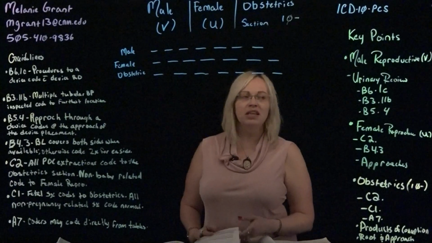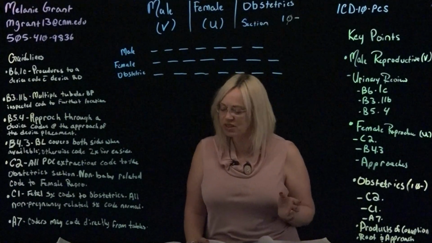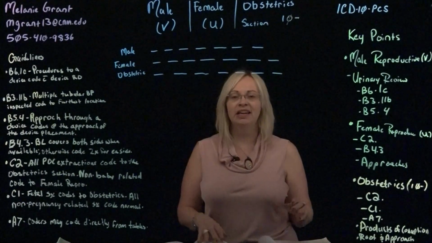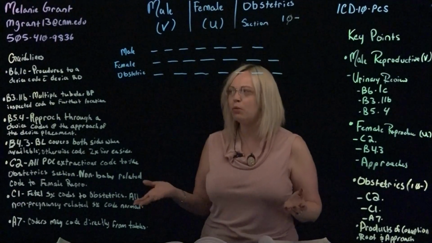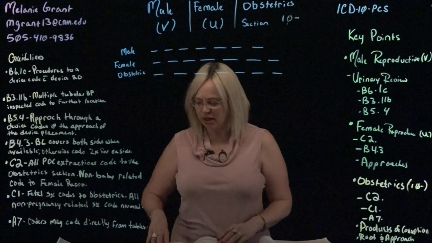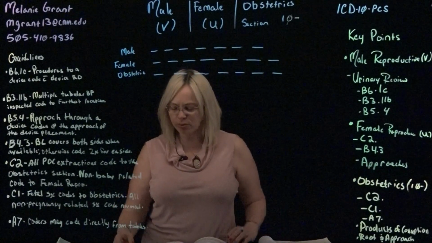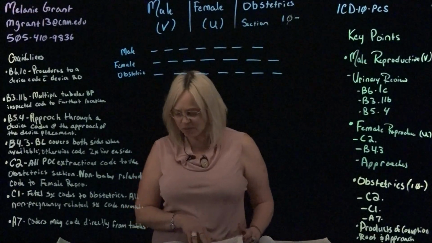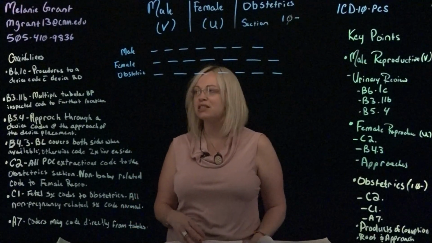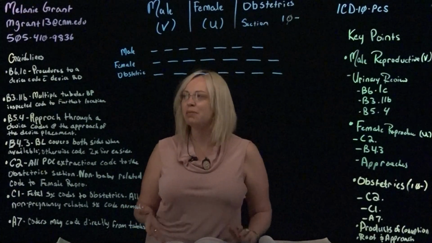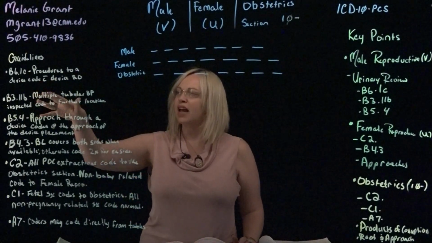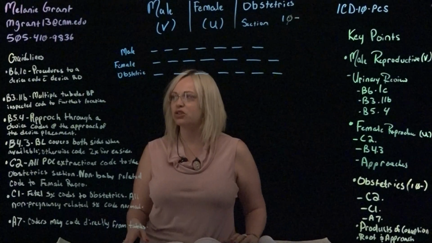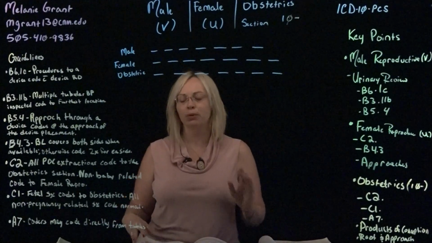For the purposes of covering some of our male reproductive system, we also look at some of the guidelines that were reviewed previously in the urinary system because they will apply in both cases. So I've pulled up some of those from our previous chapter, and on top of page 366, where we have some of the guidelines for the urinary system, which also happen to apply in the male. The first one we look at is B6.1c. Procedures to a device should code with a device root operation.